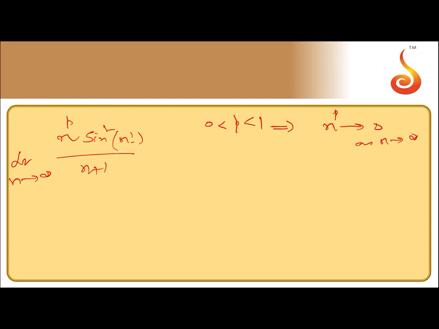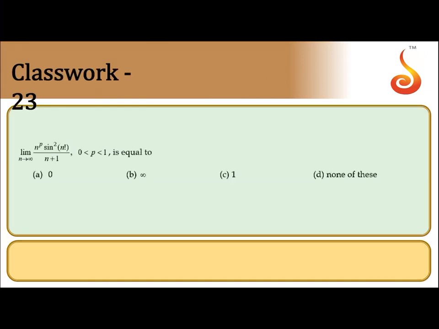And also, the denominator tends to infinity. So something divided by infinity, therefore the answer is equal to 0, because sine square n factorial is a finite number, a finite value. So the answer is equal to 0.